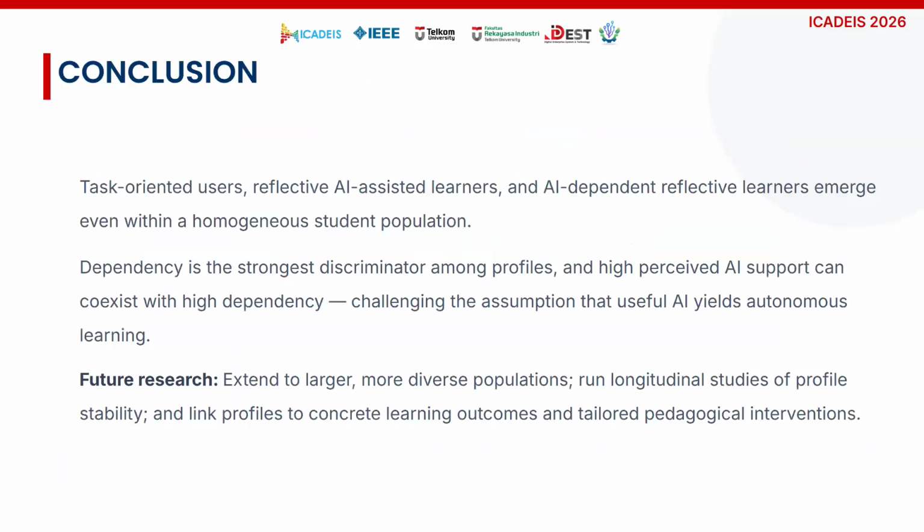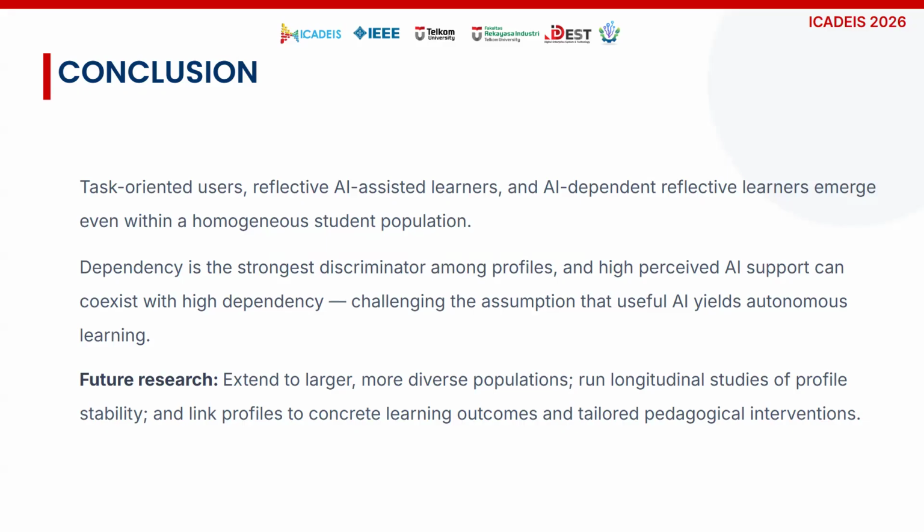This is the last slide. Our conclusion: task-oriented users, reflective AI-assisted learners, and AI-dependent learners emerge even within a homogeneous student population. And second, dependency is the strongest discriminator among profiles, and high perceived AI support can coexist with high dependency, challenging the assumption that useful AI yields autonomous learning.